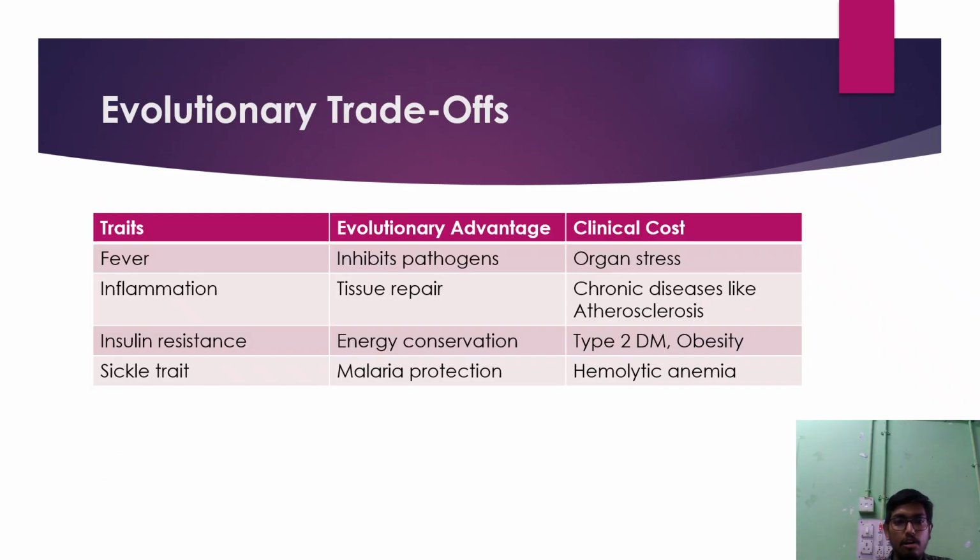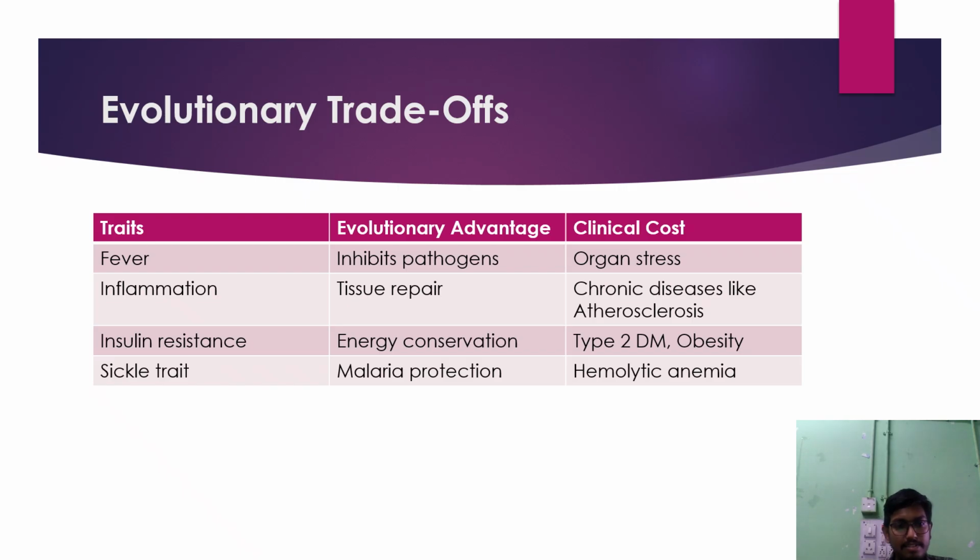Now, evolutionary trade-offs. There are some traits that help in our disease pathology, but there is some clinical cost in those cases. Fever is beneficial, as it inhibits the growth of the pathogen, but when the fever rises too much, thermoregulation is disrupted in our hypothalamus, so there will be organ stress. Another example is inflammation. It helps in tissue repair, but when inflammation is chronic, there could be chronic diseases like atherosclerosis.